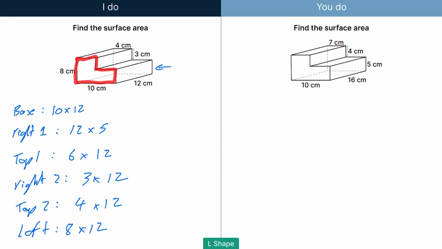Now, in order to find the area of this shape, we can split it into 2. So we can split it down, or we can split it across. I'm going to split it across like this. So let me just draw that in. And then I can just add the 2 shapes together. So we're going to call this the front. And we know the front and the back are going to both be the same.